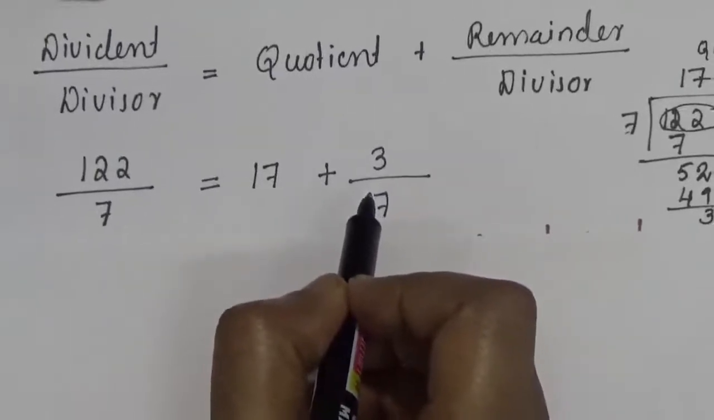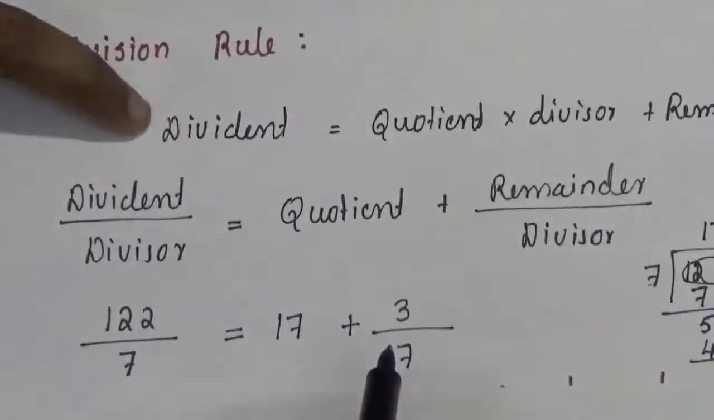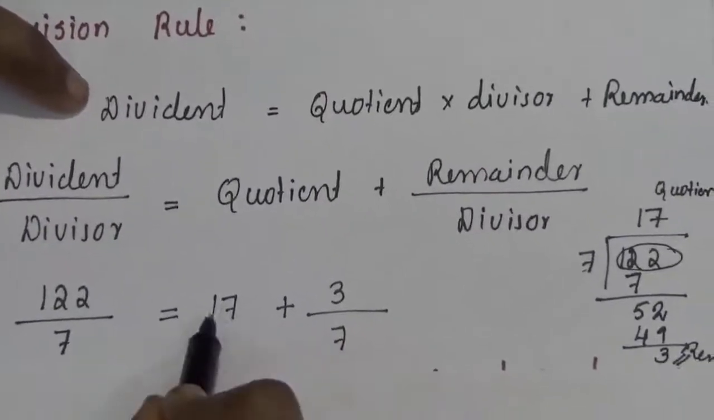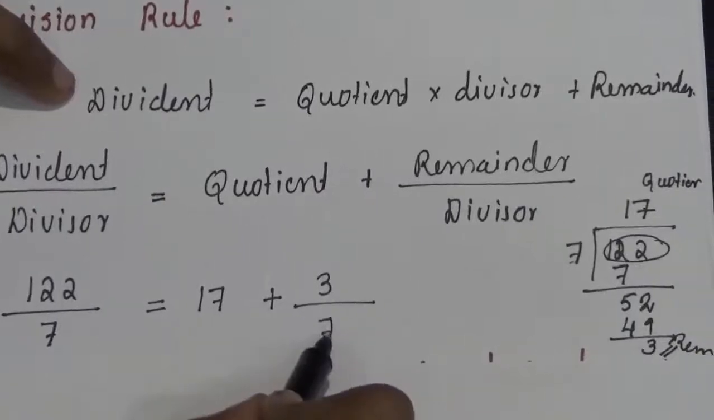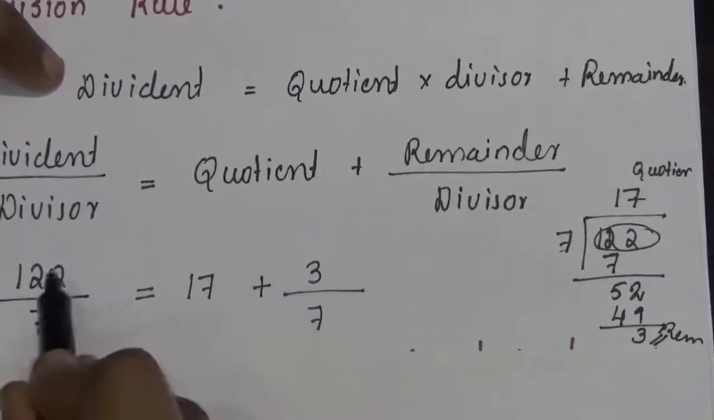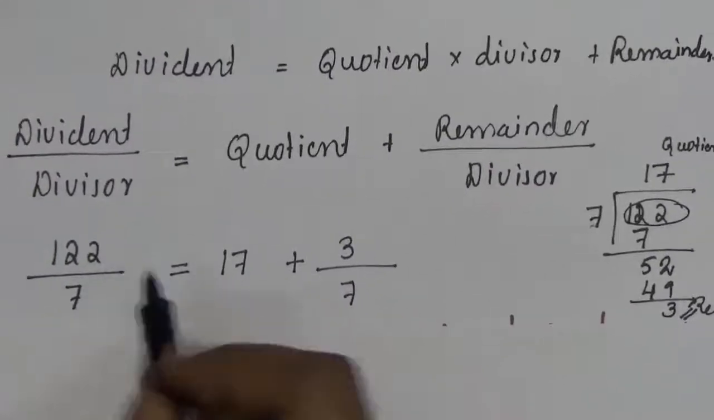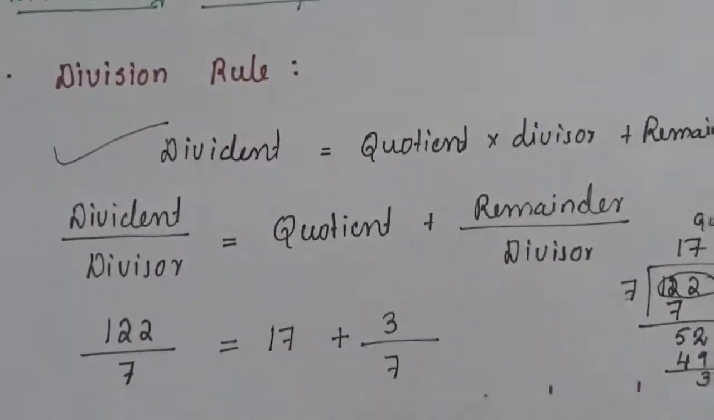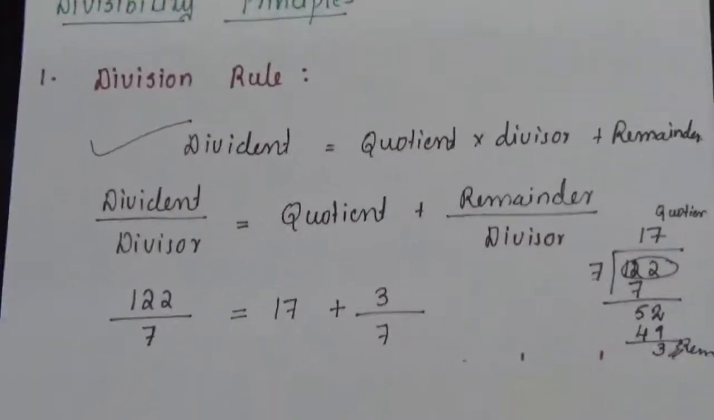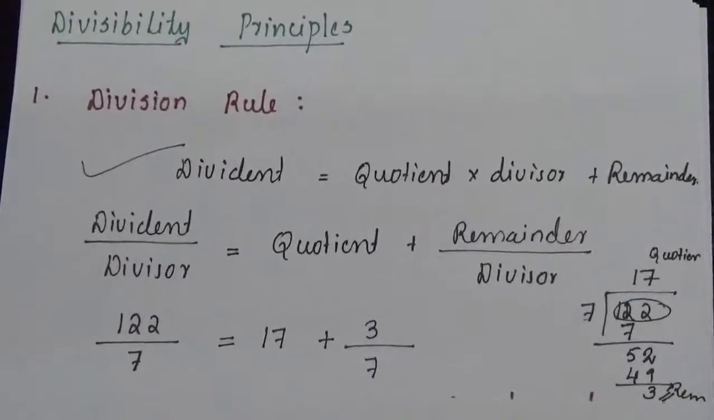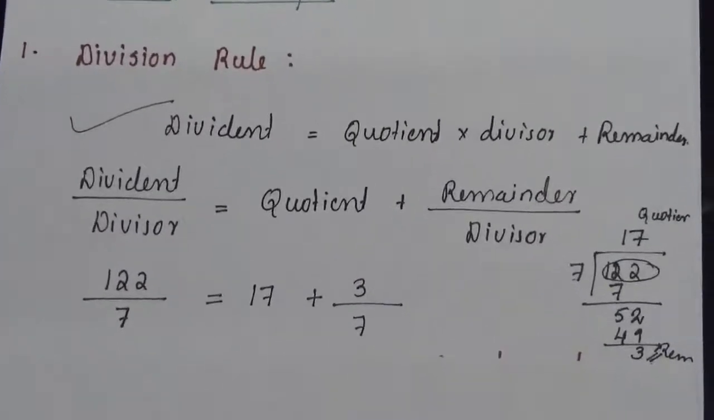We can use this formula also, that is, dividend is equal to quotient into divisor plus remainder. The quotient is 17, the divisor is 7, so 17 into 7 plus 3 is 122, that is the dividend. So remember this division rule: dividend is equal to quotient into divisor plus remainder, or dividend by divisor is equal to quotient plus remainder by divisor.